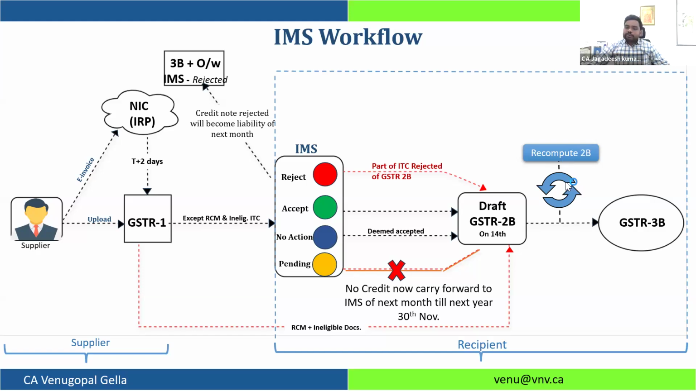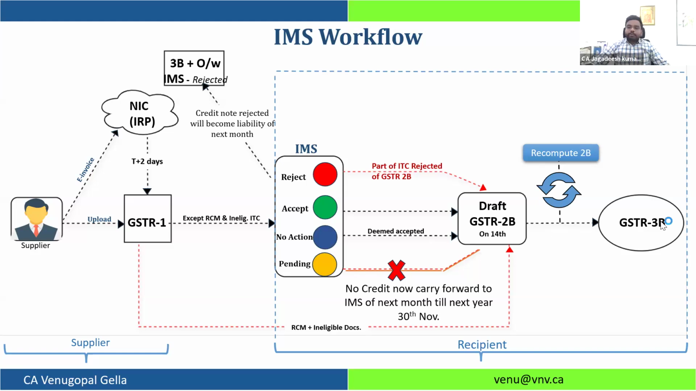This recompute 2B will get enabled only after the 14th. Only after generating 2B will this recompute 2B get activated. So now you are taking action, and after taking action, you have to click on recompute 2B. Then automatically the figures in GST 3B will get updated as per your actions in the IMS. So from IMS, it is getting populated in your 2B, and from 2B it is going to my 3B.